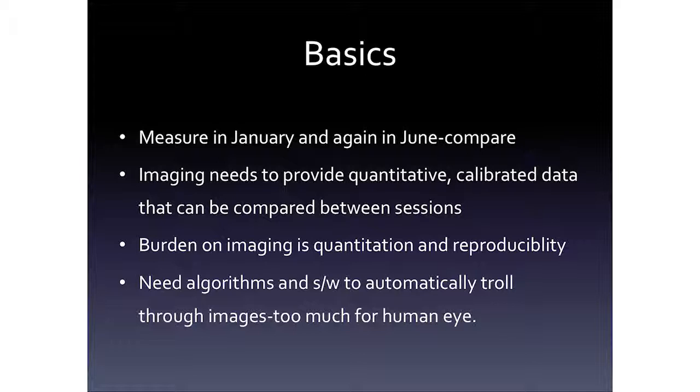So the idea behind all this is that I always say January and June. This is like Alice and Bob if you do cryptography. This is my language. As I said, what you want to be able to do is compare these things over time. You want to have quantitative values, and the burden on imaging is really quantitation and reproducibility. I'll talk about that a little later on. But this is really what drives it. Otherwise, you can't really compare things.